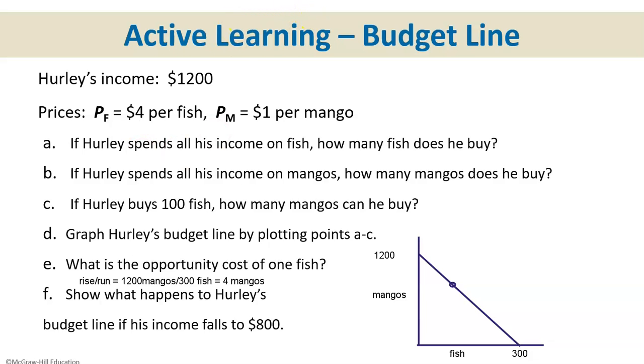So instead of being able to purchase 300 fish, now he can only purchase 200 fish. So that's probably somewhere around here. We'll call that my new endpoint. And then you want to do the same thing for B.